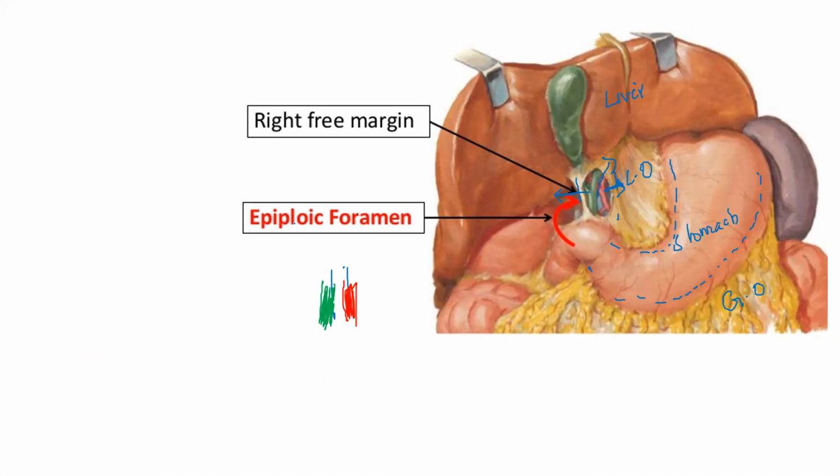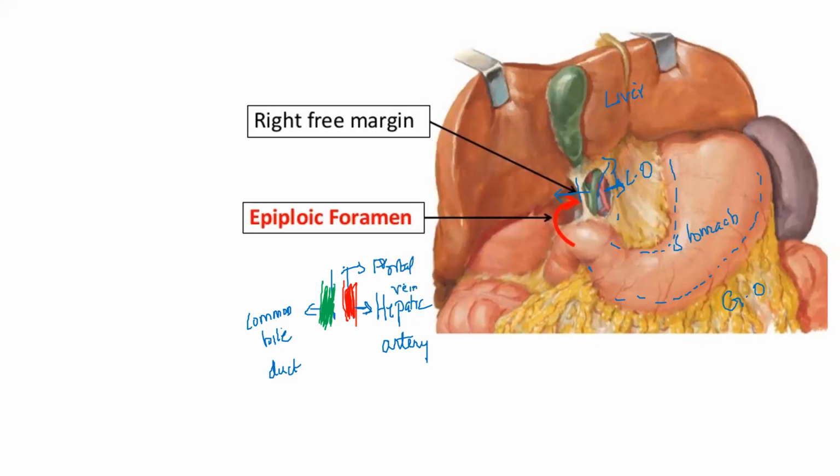Anterior boundary of the epiploic foramen, it's also called the foramen of Winslow, is formed by the right free margin of lesser omentum, which has three important structures. The one that you see towards the left is your hepatic artery proper. The one that you see towards the right, that green color, that's your common bile duct. And behind, that's the portal vein.